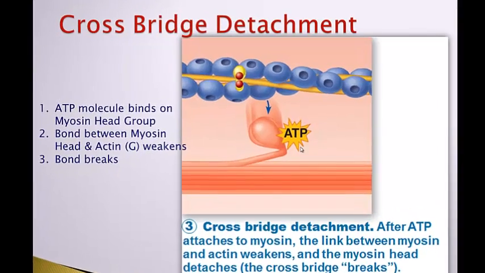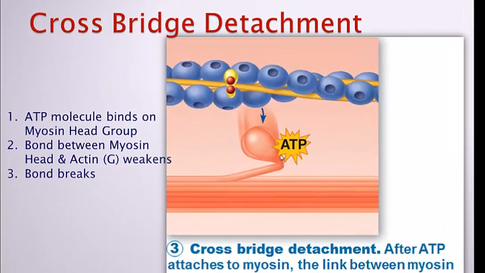Once ADP and inorganic phosphate are cleared out of that space, it can now take up an ATP molecule. An ATP molecule that would be found in the surrounding area can bind there. As soon as that ATP molecule binds to that binding site, it will cause the bond between the myosin head group and the actin binding site to weaken in such a way that we will see detachment. So step 3 is cross-bridge detachment, and cross-bridge detachment is triggered by the binding of the ATP molecule.